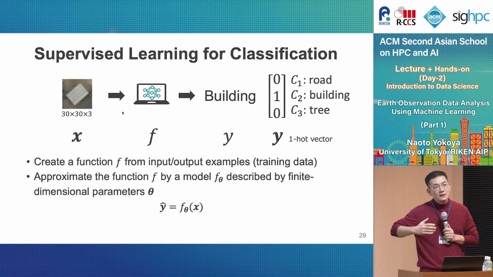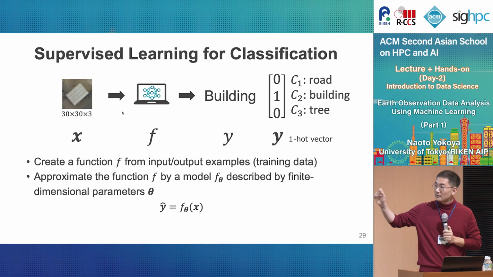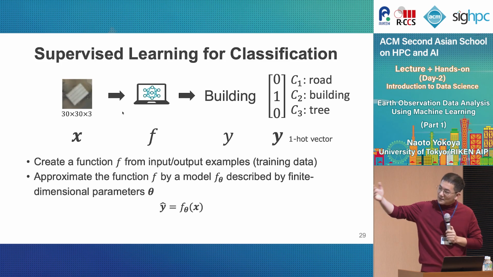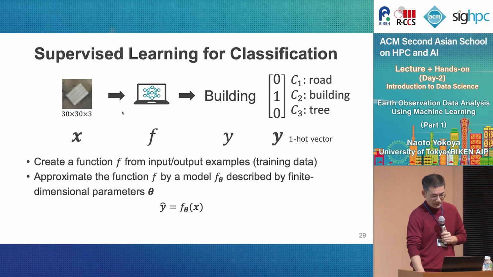And there are so many algorithms, and we don't need to really rely on neural networks. But yeah, as a good example, let's focus on neural networks today. So we want to approximate this function by a model F parameterized by a set of parameters, which is denoted as theta. So it's finite dimensional parameters. So the prediction is written as y hat. Y hat is equal to f theta of x.